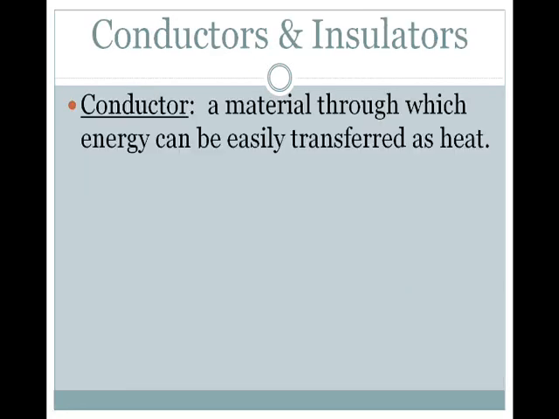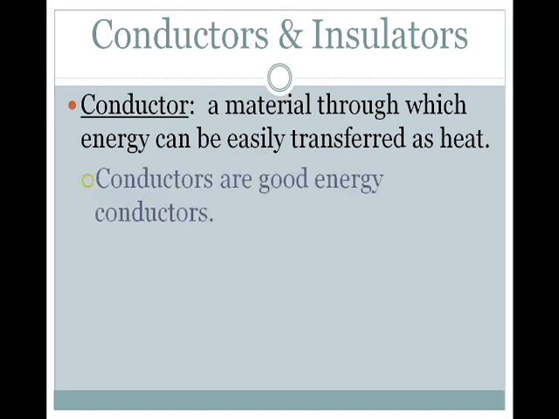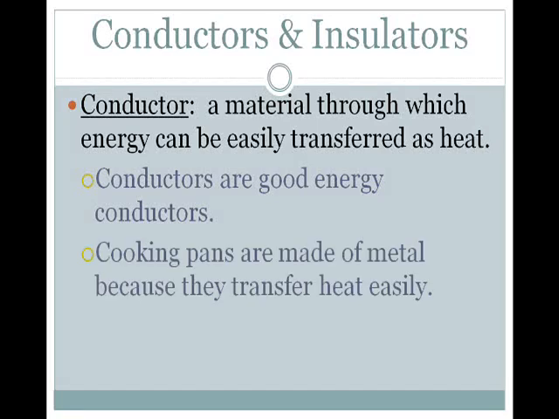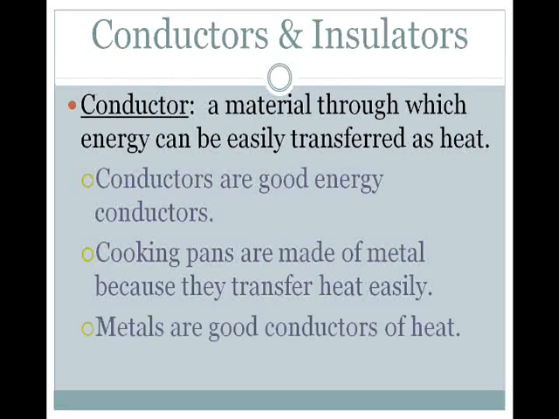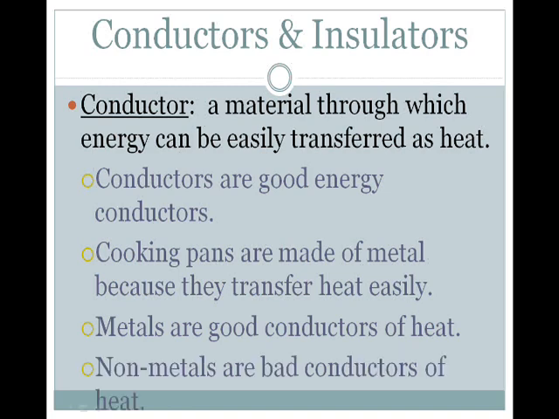Now, just a couple more things. We have conductors and insulators. A conductor is a material through which energy can be easily transferred as heat. And we've talked about this before. They're always good energy conductors. And one of the reasons we make cooking pans out of metal is because metals are good conductors, and so they transfer heat easily. Metals are good conductors of heat. Non-metals are bad conductors of heat, and we've discussed this before.